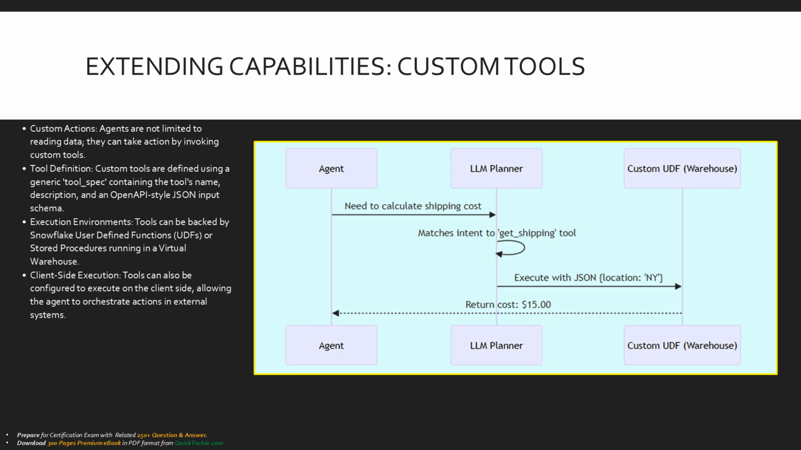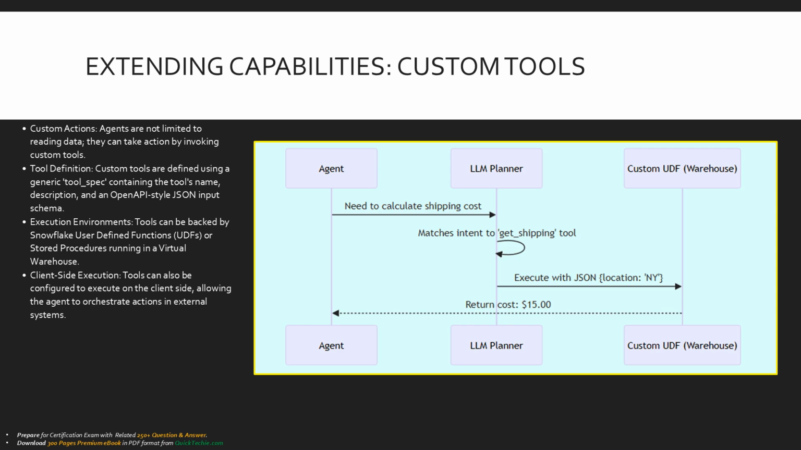Furthermore, Snowflake supports client-side execution. This means the agent can format the exact JSON payload needed to trigger a tool, pause its execution, and hand the payload back to your external application to execute an action in a third-party CRM or ERP system.